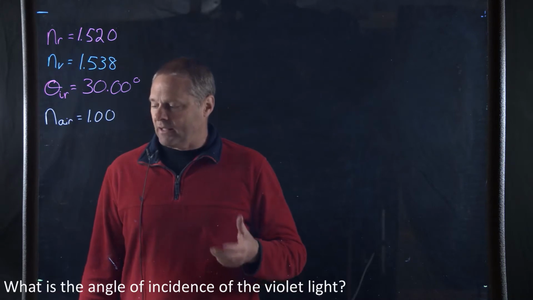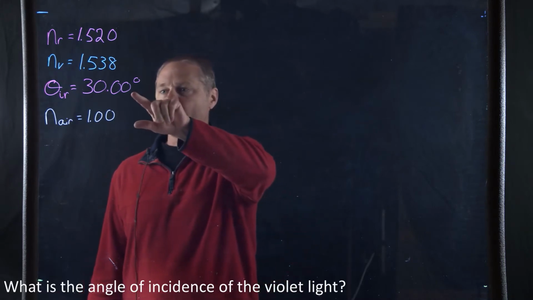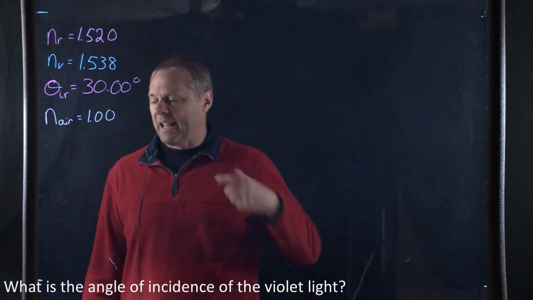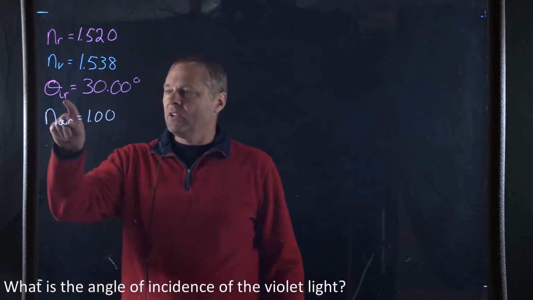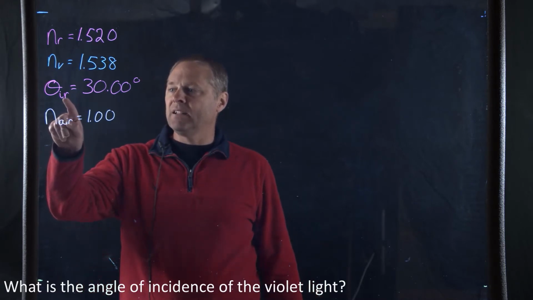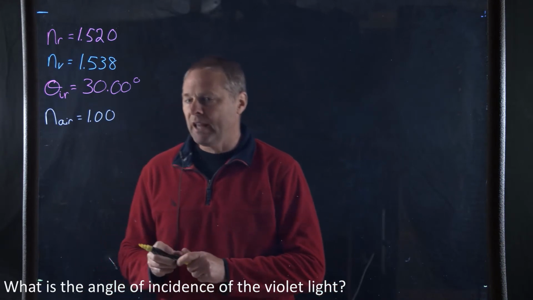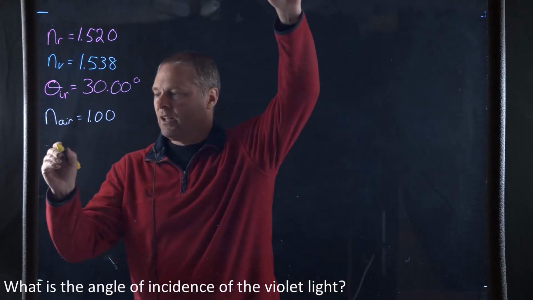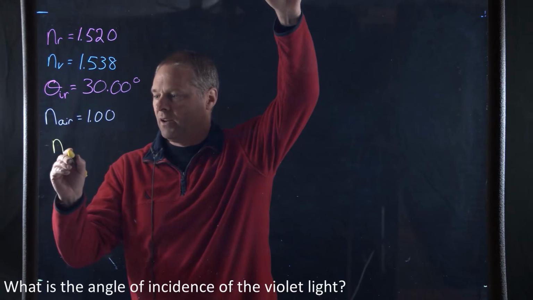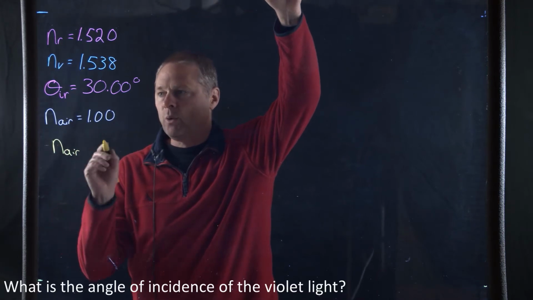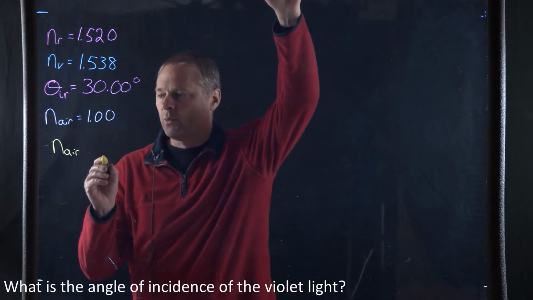The red light is going to have an angle of incidence of 30 degrees. What is the angle of incidence for the violet light? So this is going to be the angle of incidence for the red light. We're going to want to use Snell's law for this. Snell's law is going to be n of the air, and we're dealing with the red light.